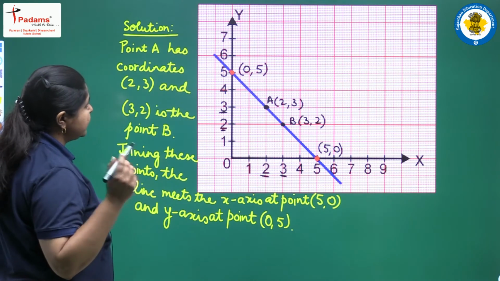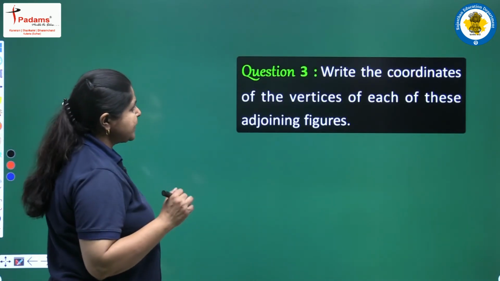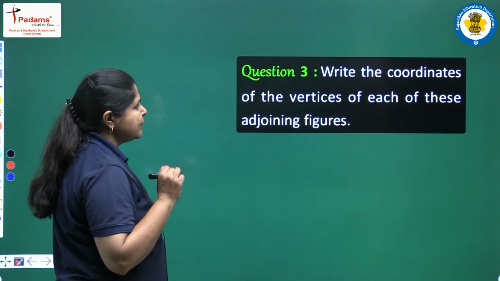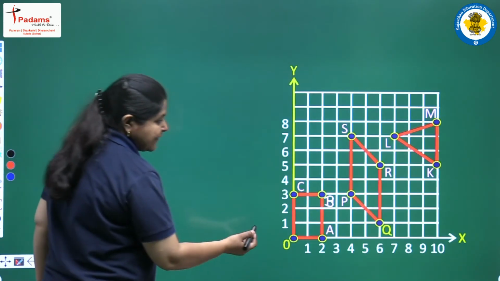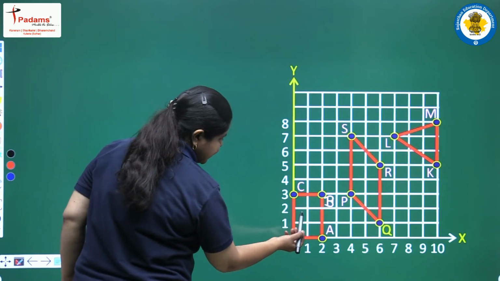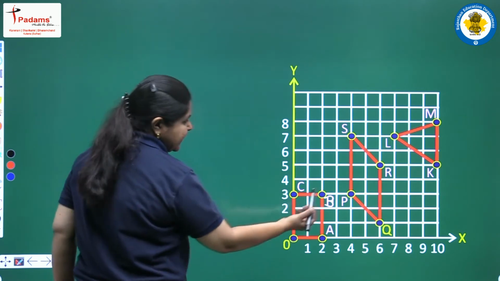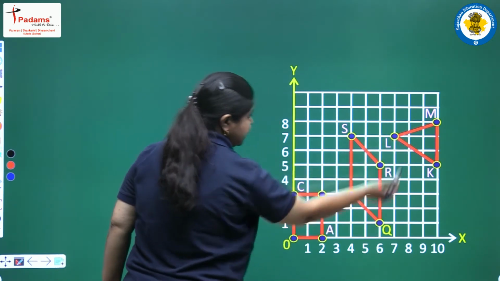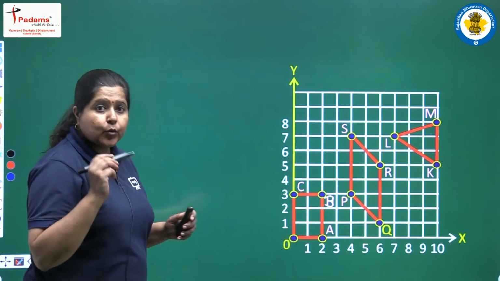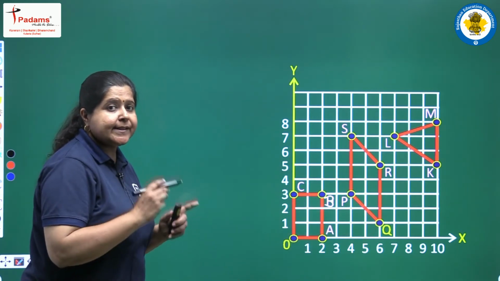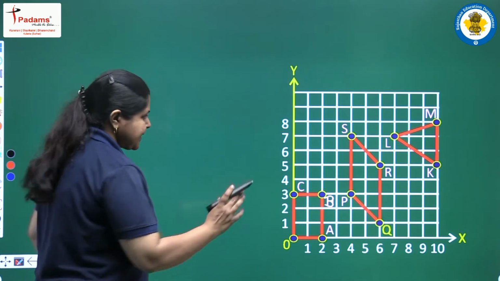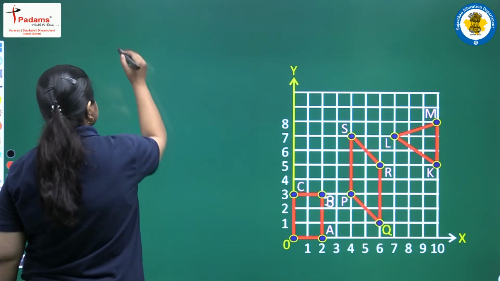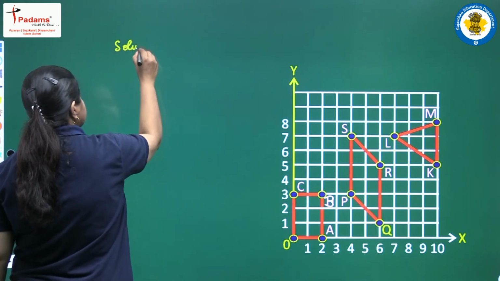Next we take here question 3. Write the coordinates of the vertices of each of these adjoining figures. Here we have some figures given. You can see this is one rectangle OABC. Then we have a parallelogram PQRS, and then we have a triangle KLM. We need to write the coordinates of all these vertices of the given figures. We start with the rectangle OABC. We write the solution here.